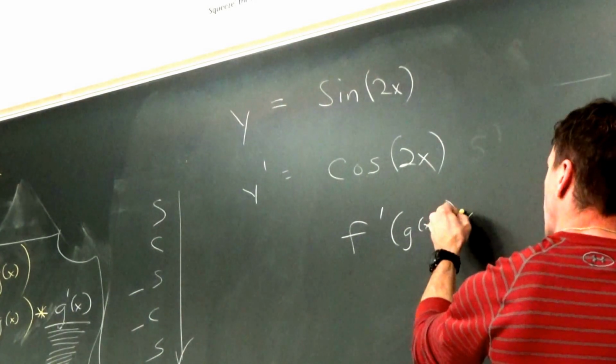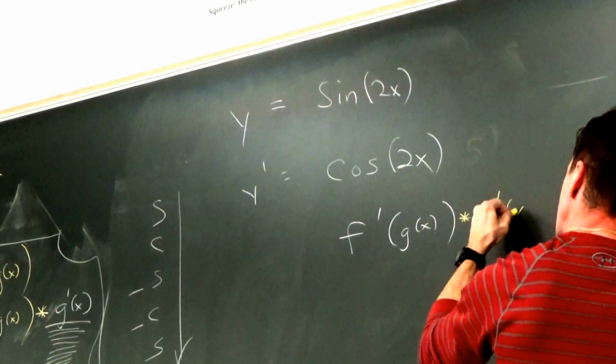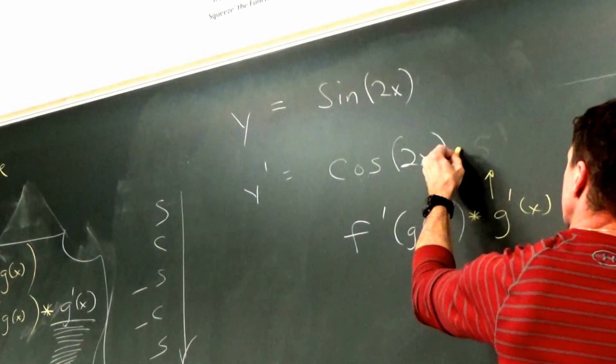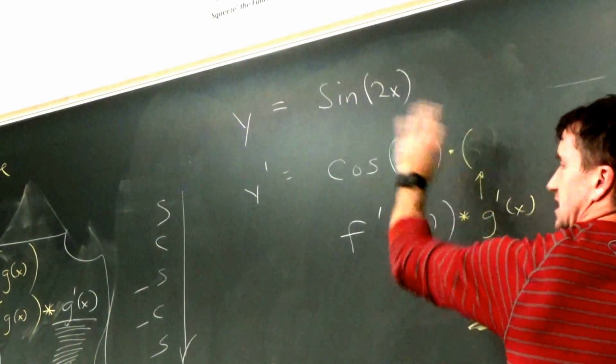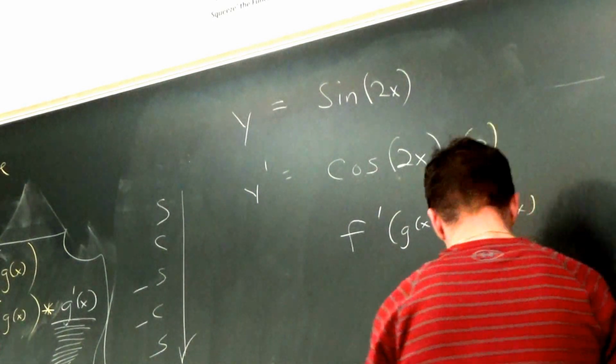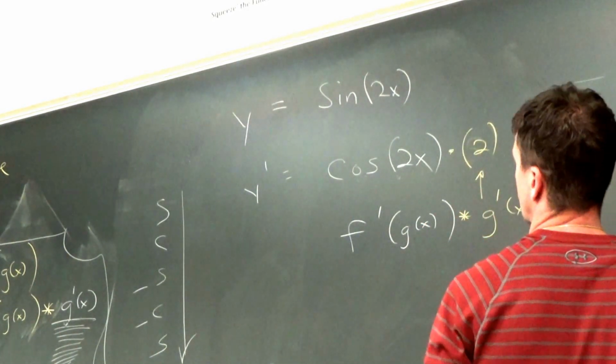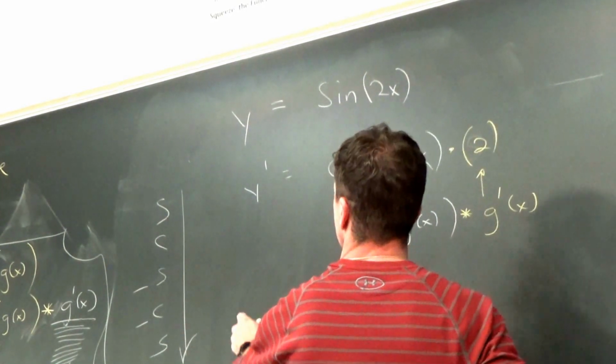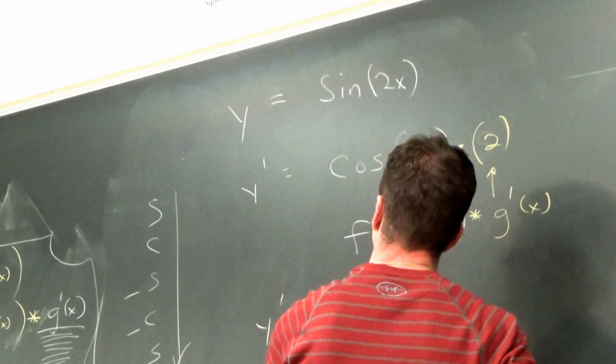Right here I'm gonna say, wait, don't forget to multiply G prime, and most students like to put it in front. What's the derivative of 2x? 2. So in this final answer, I think the best way to write this is 2 cosine of 2x.